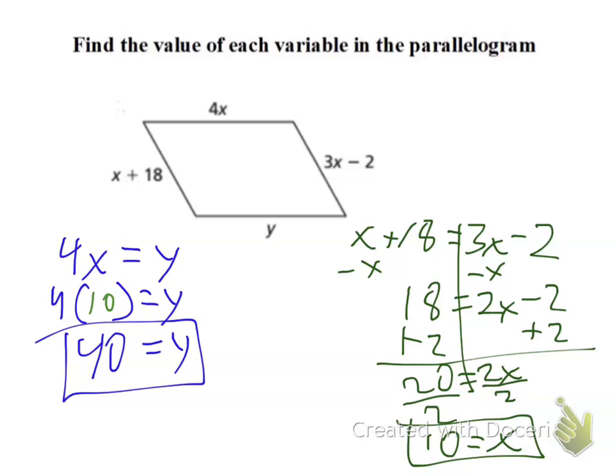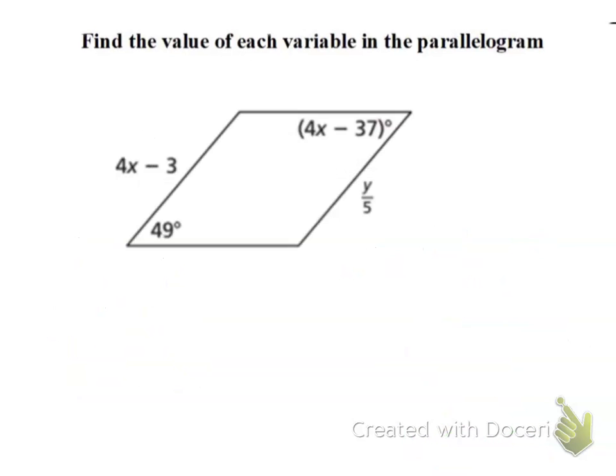There we go. Done. Because the opposite sides of a parallelogram are congruent to each other. Let's do another one. What do we got here? Okay, so here we have stuff with sides and stuff with angles. So I know the opposite sides are congruent, so that would be 4x minus 3 equals y divided by 5. And again, I got an x and a y, so I can't solve that right now.